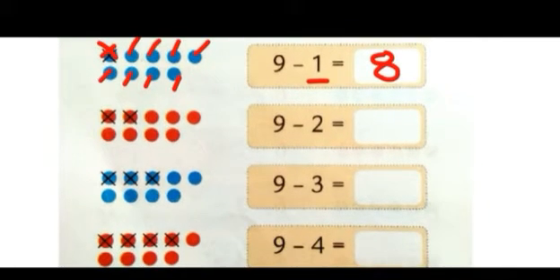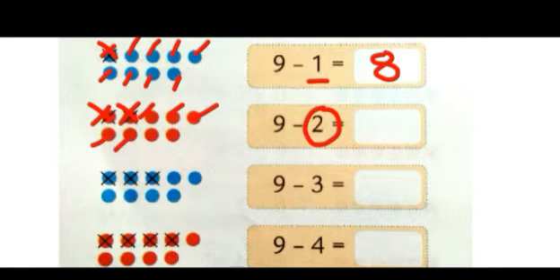See the next one. Total 9 red dots are there. And out of that, how many are crossed? The number that we have to subtract. Smaller number. 2 are crossed. Now let's count how many are left. 1, 2, 3, 4, 5, 6, 7. How many dots are left? 7. So we will write 7 here.